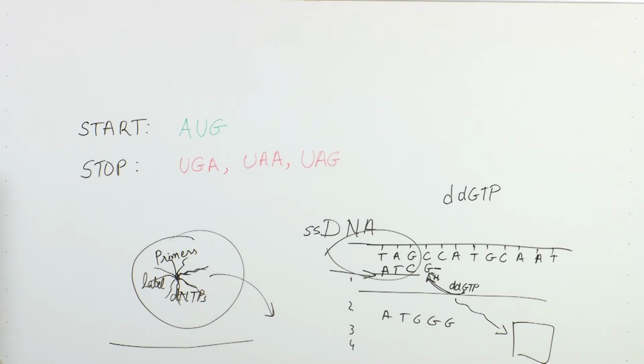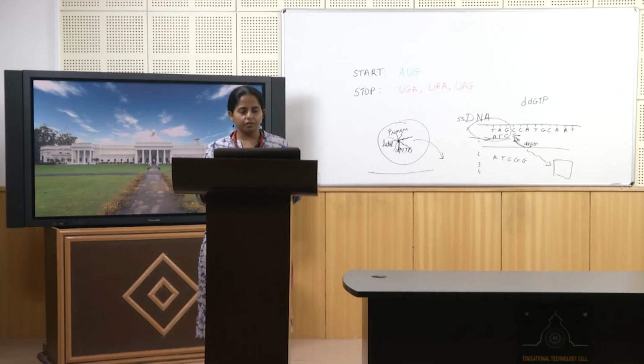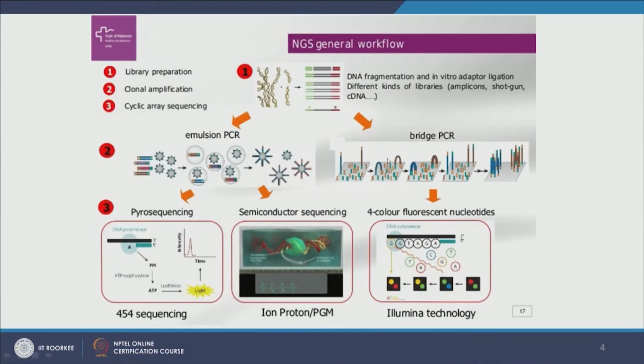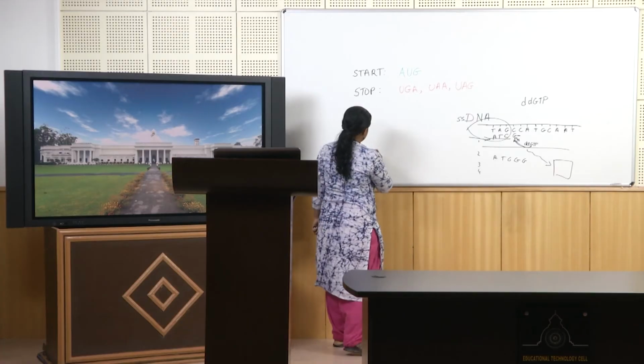In bridge PCR, instead of doing emulsion PCR, we have a bridge, a plate. The adapters attach to one end, to the bridge, to the plate, and the other end also attaches, and then the DNA polymerase will come and sequence them. So it looks something like this. This is the plate you have.